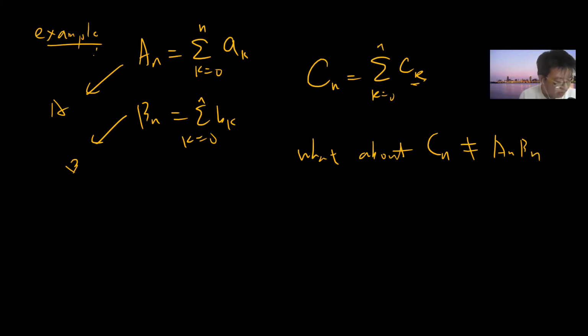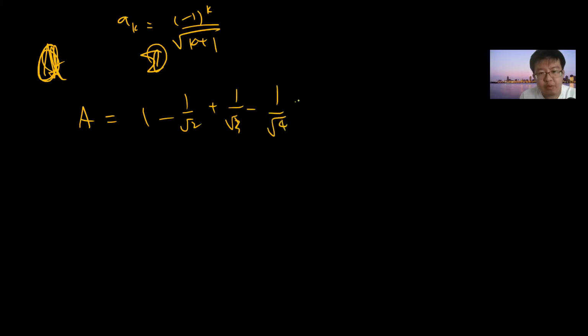So let's see an example. I take the original ak to be minus 1 to the k over square root of k plus 1. So our original A will be 1 minus 1 over square root 2, plus 1 over square root 3, minus 1 over square root of 4. By the previous telescoping theorem, this converges.